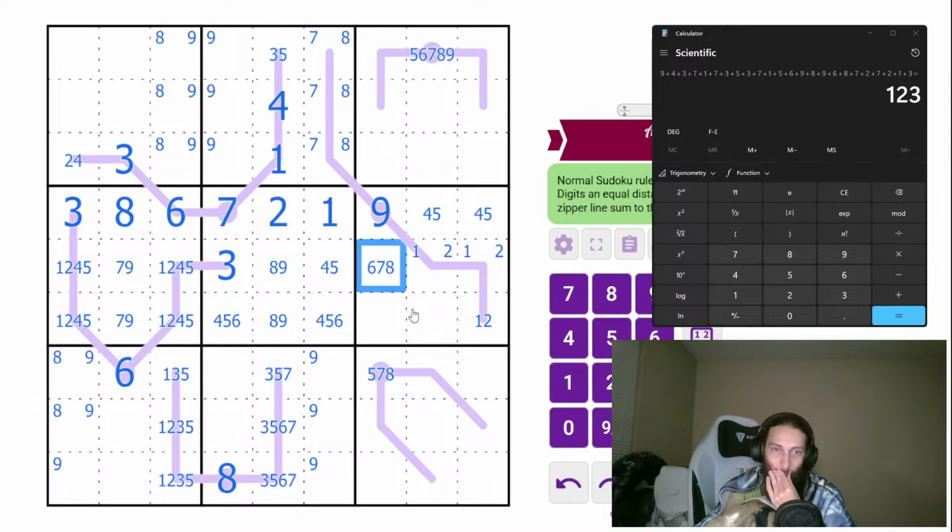Well, where does 6 go in row 5? It could be on the purple line, though. Yeah. So put 3 here. I just can't put it here. So that can't be a 6.